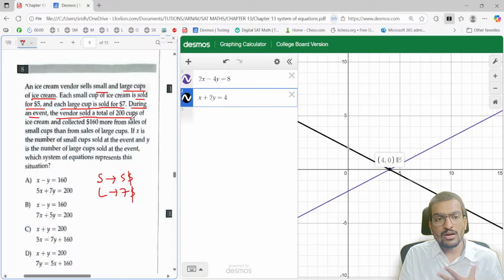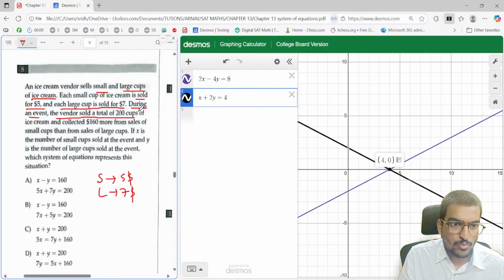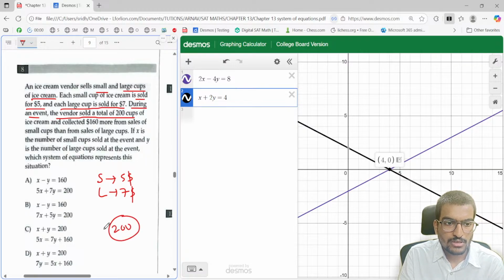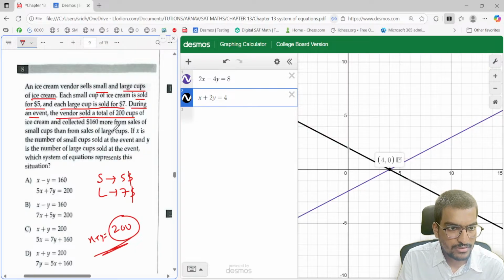Do we know how many are small cups and large cups? We don't know. The total is 200 cups. Total 200 means we don't know how many small, how many large. So we can say x plus y, total, equals 200 cups.